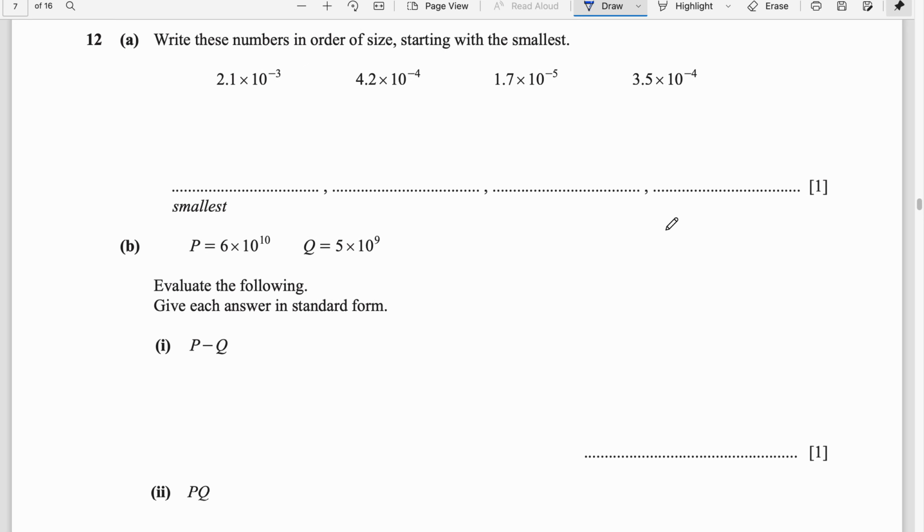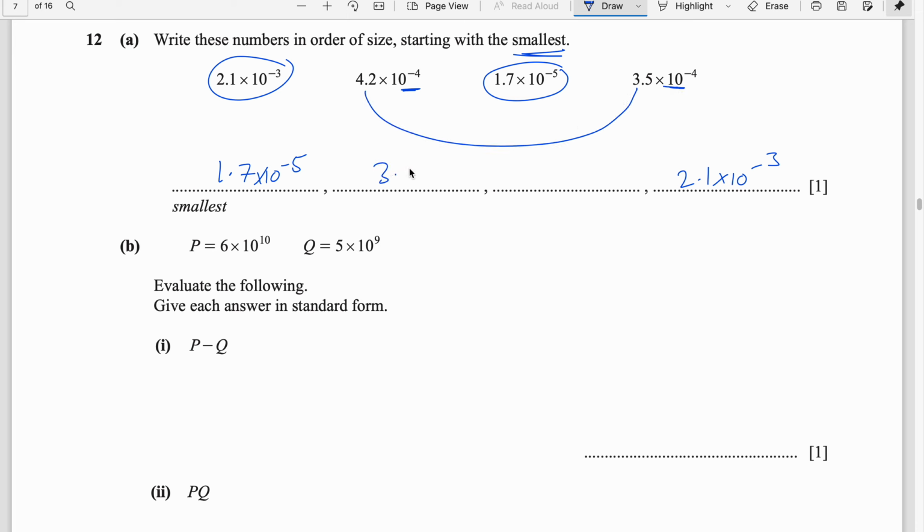Question number 12. Write these numbers in order of size starting with the smallest. So smallest is this with the least power. So 1.7 into 10 raised to the power minus 5. Then greatest is this with the highest power. So 2.1 into 10 raised to the power minus 3. These two have the same power. So we look at the remaining numbers. 3.5 is smaller than 4.2.